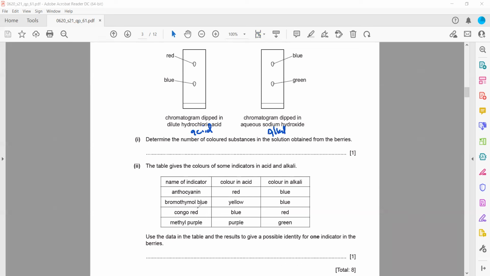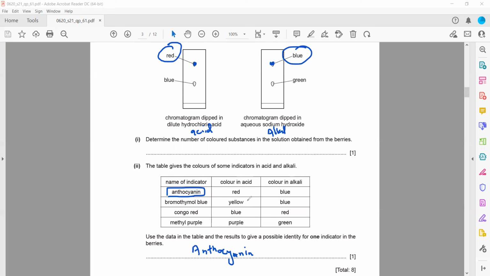What is the color of anthocyanin? It is red in acidic, and in alkaline it is blue. So you can see this spot, because this is an identical spot. So it means it was in acidic condition, it was red, and in alkaline condition it is blue. So which indicator? In acidic condition it is red, and alkaline condition it is blue. So that is anthocyanin. So that is why the possible indicator present is this one. Why not bromothymol blue?